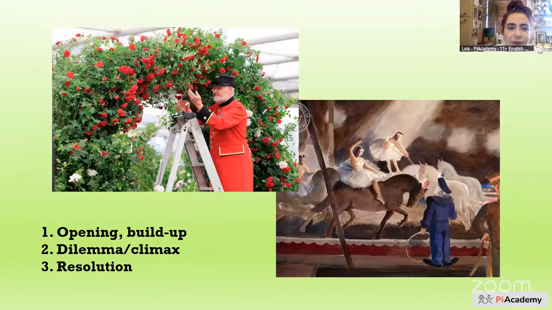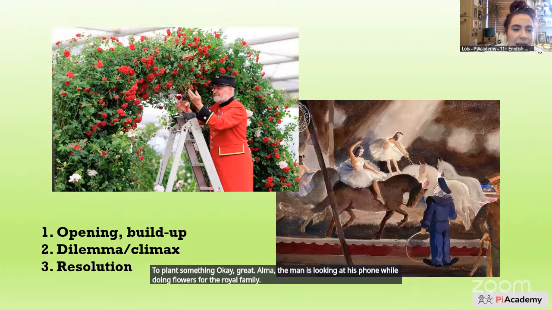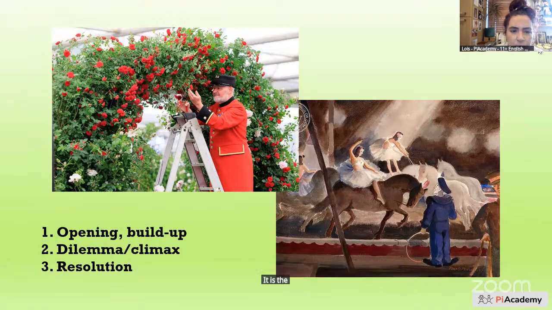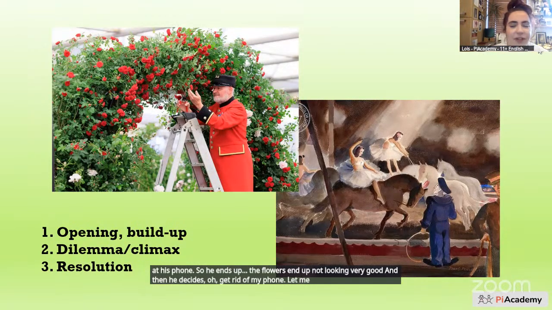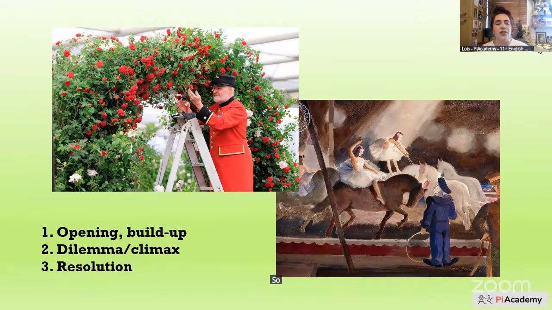Okay, great. Alma, the man is looking at his phone while doing flowers for the royal family. The flowers are horrible. Wait, I'm guessing you mean he was distracted because he's looking at his phone, so the flowers end up not looking very good. And then he decides, oh, get rid of my phone. Let me focus on what I'm doing. I think that's kind of what you were saying, Alma. But yeah, that's great. So it's a story that teaches us the problems of getting distracted by our phones.